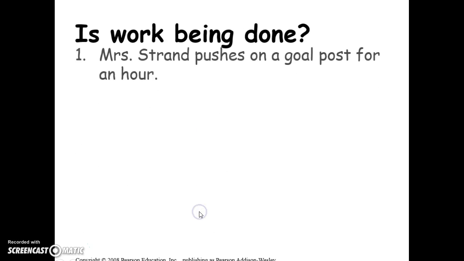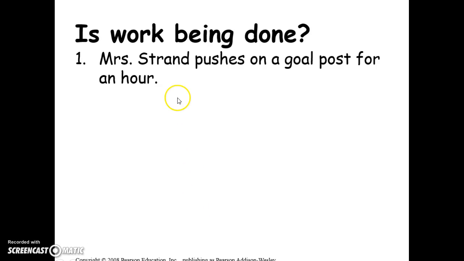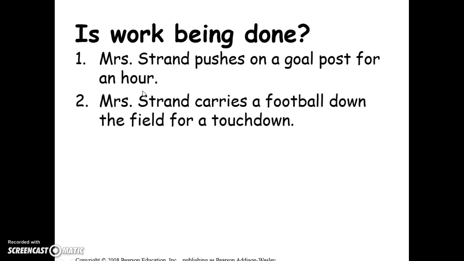So here are just some scenarios. Is work being done? If I push on a goalpost for an hour, it's not going to move. Distance is 0, therefore the work is 0. I carry the football down the field for a touchdown. This one's a little tricky. This one just assumes that I'm kind of dumb and just holding the ball barely so that it just stays off the ground. If I do that, the distance I'm going is horizontal, but the force that's being applied to the ball is vertical. And so horizontal and vertical are not in the same direction, so this would be no work.